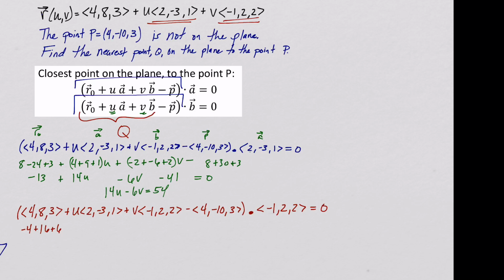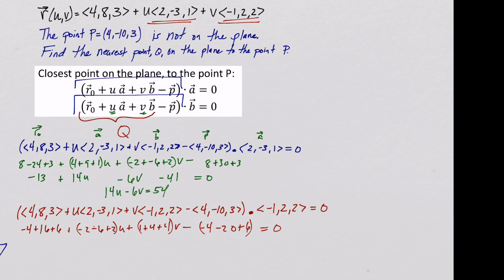And then I've got, let's see here, negative 2 minus 6 plus 2, and that's u, plus, let's see, 1 plus 4 plus 4, v, and then minus, what we have here, we've got negative 4 minus 20 plus 6, right? And all of that, again, equals 0.